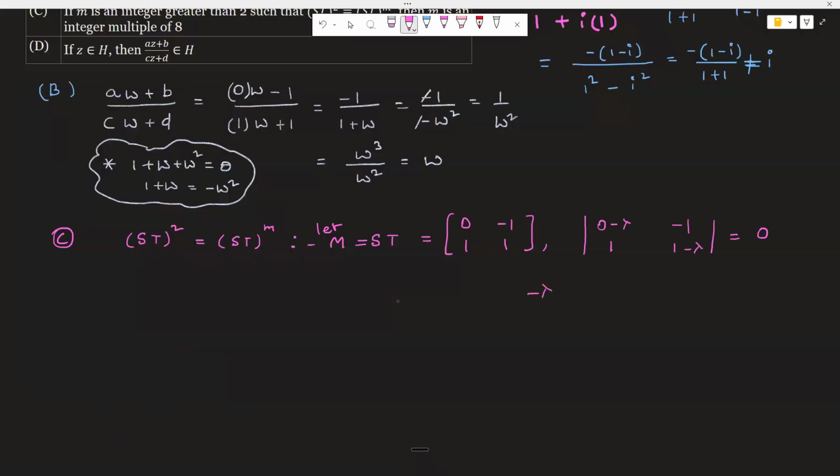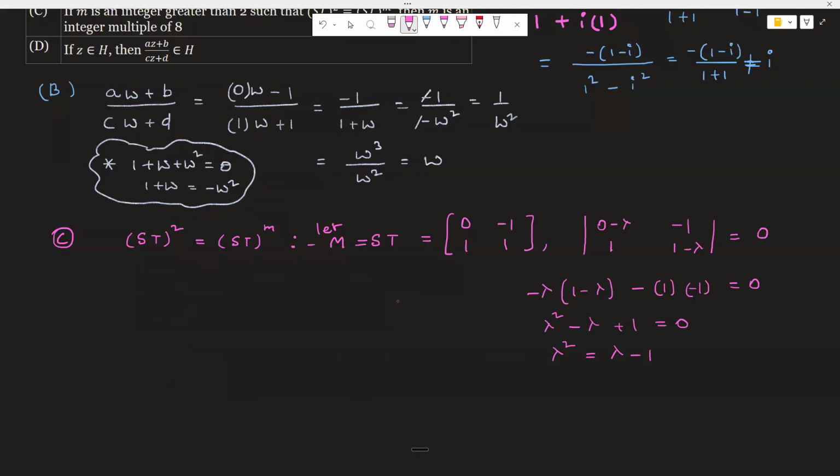So it will be nothing but minus lambda into 1 minus lambda, minus 1 into minus 1 is equal to 0. Then it will be lambda square minus lambda plus 1 is equal to 0. And we can also write lambda square is equal to lambda minus 1. So we will write directly the matrix in this equation.